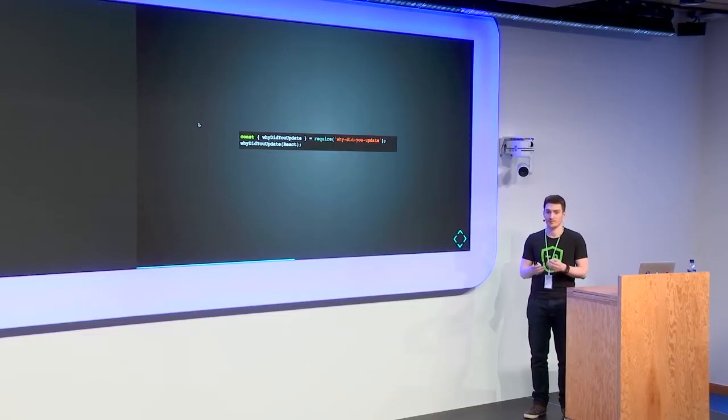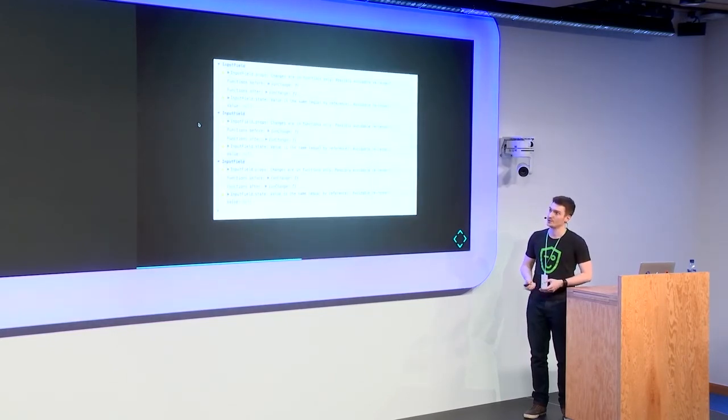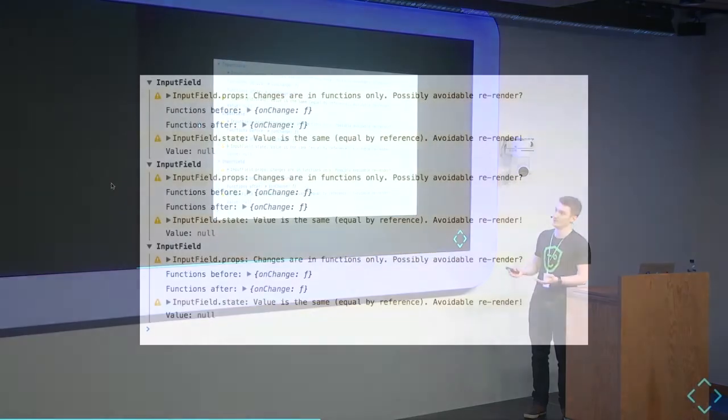So it's so easy to use. You install the package, you say I want to require it, and then I wrap it around React. And then every time you play with your application, you will see in your console information about components that render but shouldn't have rendered. So in this case, what do I see? I exactly see what I wanted to see.